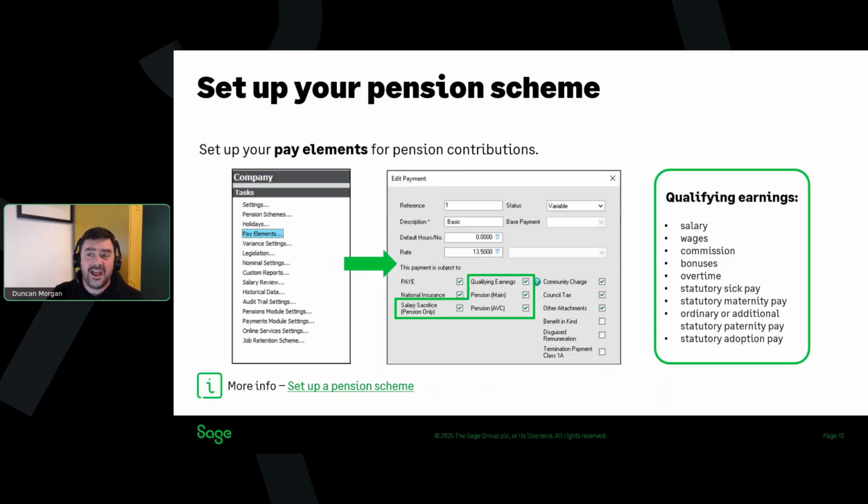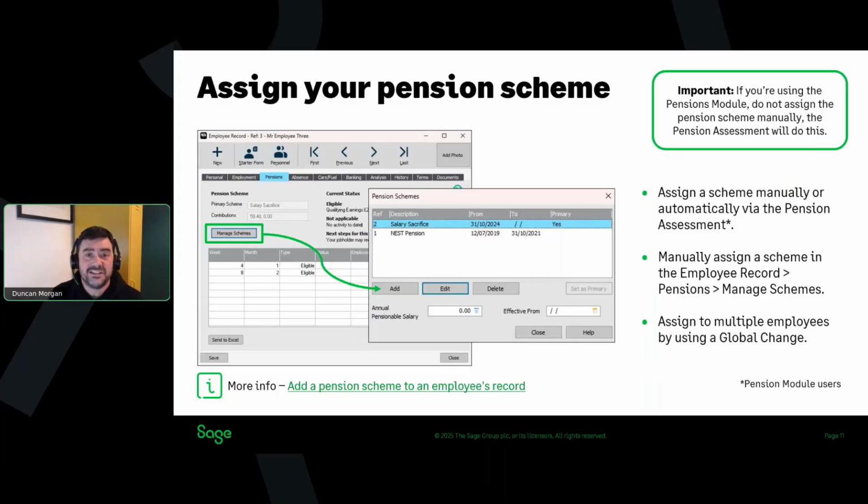Now, the other thing we're going to look at here is assigning a pension scheme to your employees. If an employee is being auto-enrolled into your pension scheme and you use the pensions module, you would never need to do this manually. So you would run a pension assessment that would identify the employee as eligible, and it will automatically enroll them into your default scheme in your pensions module settings.